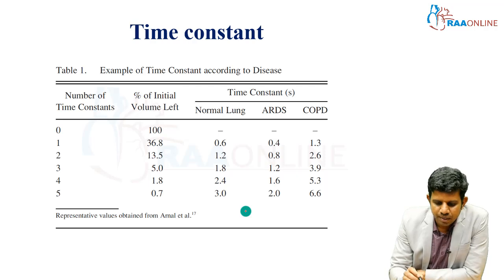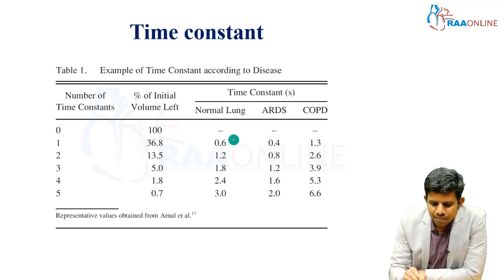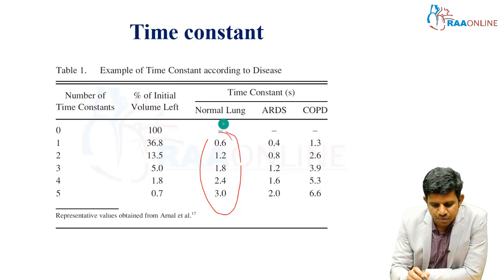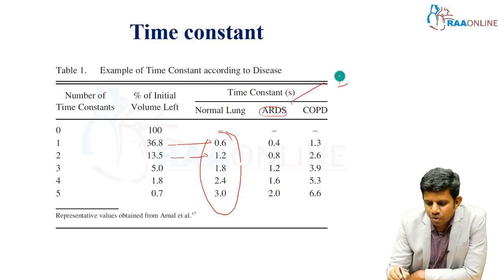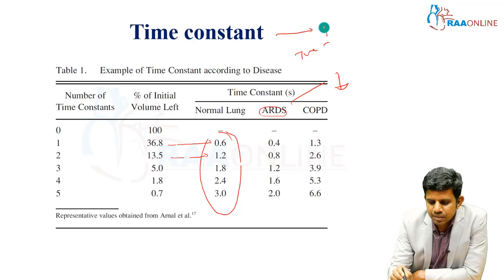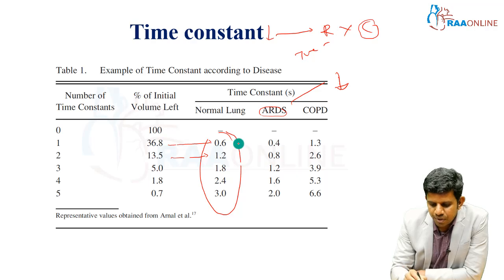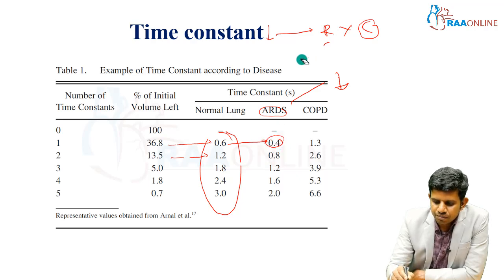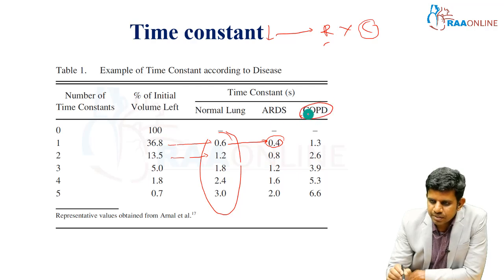This is an example of a normal lung with a normal time constant. For example, one time constant is 0.6, two time constants is 1.2. ARDS, as I already said, is a condition with low compliance. Time constant is resistance times compliance, so if compliance decreases, my time constant will decrease. Compared to 0.6, the time constant here has decreased from 0.6 to 0.4. The other way around, if it is COPD, an obstructive airway disease, my resistance will increase. So resistance is increased here.